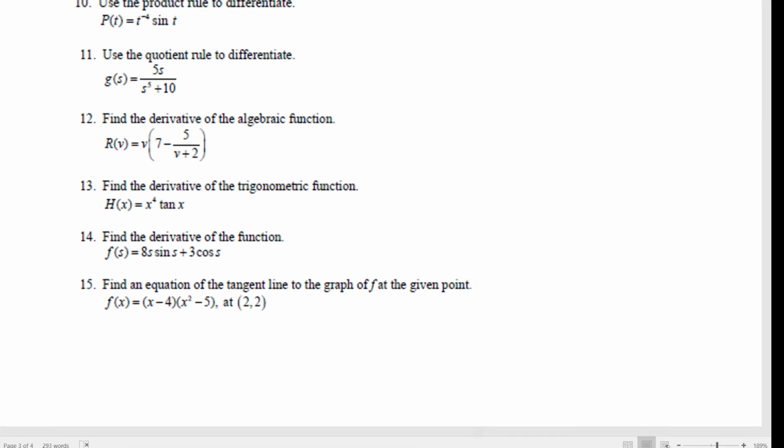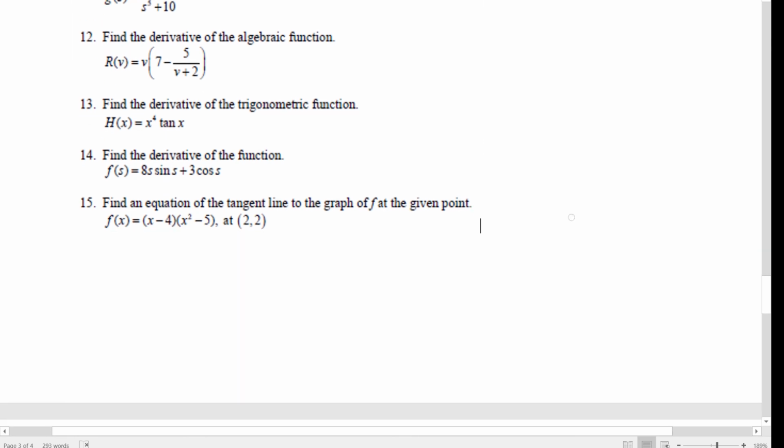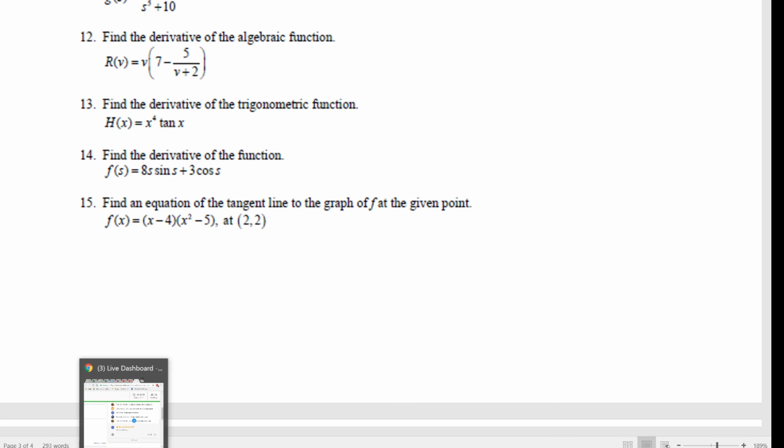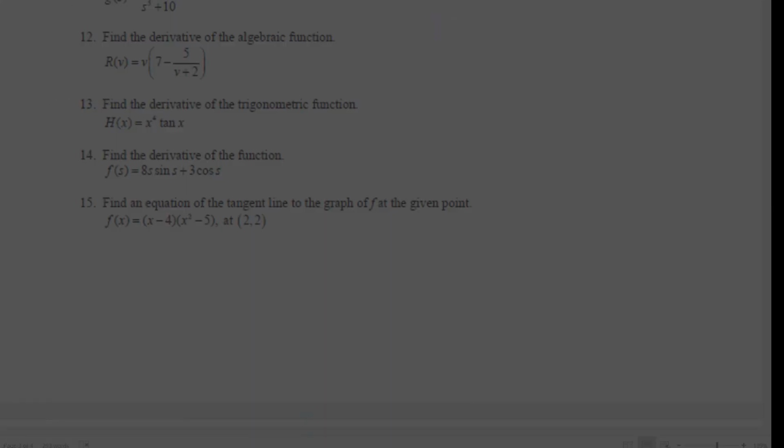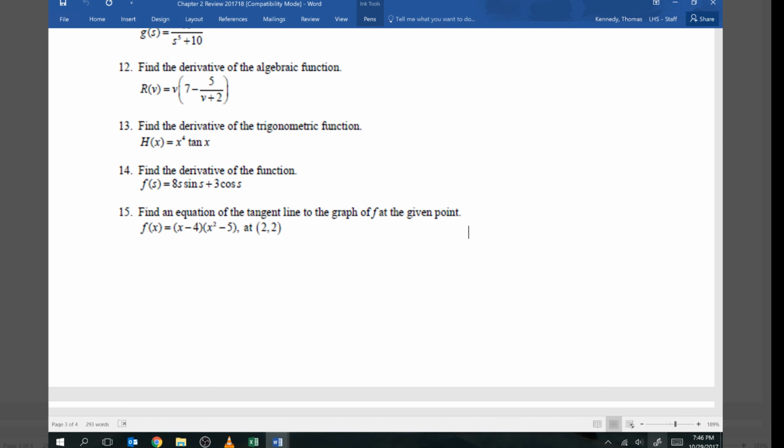Alright, 15. Find an equation of the tangent line to the graph of f. This is good because it reviews the vocabulary that often trips people up. Find an equation of the tangent line. Step 1, find the slope of the tangent line. So we have this equation. Now we could do product rule, and it's debatably easier to do the product rule or just to multiply it out and then find the derivative. So for giggles, I'm going to go ahead and do the product rule. I was super tempted to just distribute, but whatever.